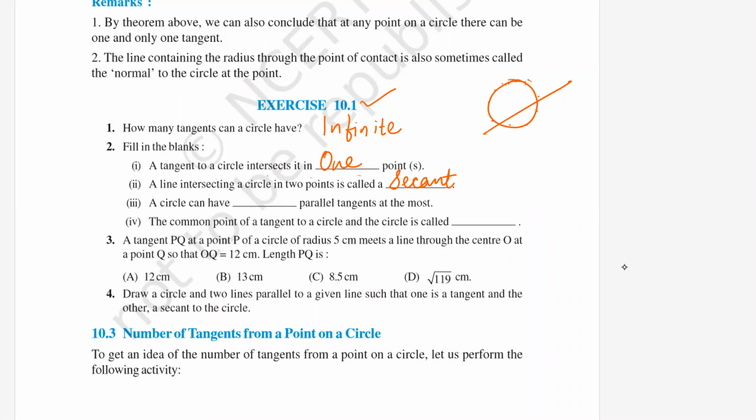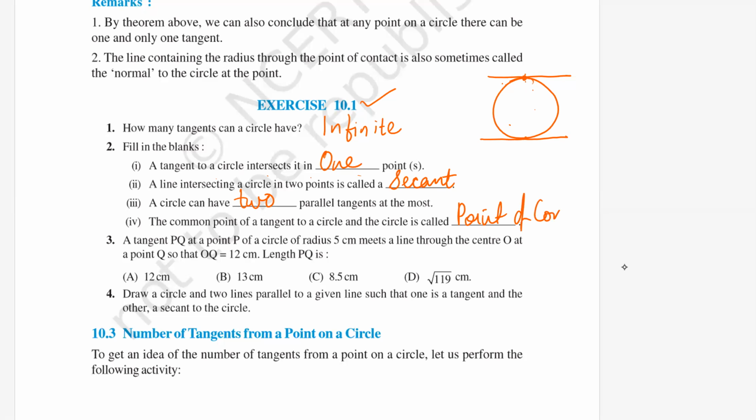Then a circle can have how many parallel tangents? 2. Yes, because suppose one tangent I have already drawn. अब इसके पैरेलल कितनी tangents होंगी? तो tangents सिर्फ एक पॉइंट पे यहाँ पे इसके पैरेलल होंगी. Okay. So 2 parallel tangents. The common point of a tangent to a circle and the circle is called the point of contact.